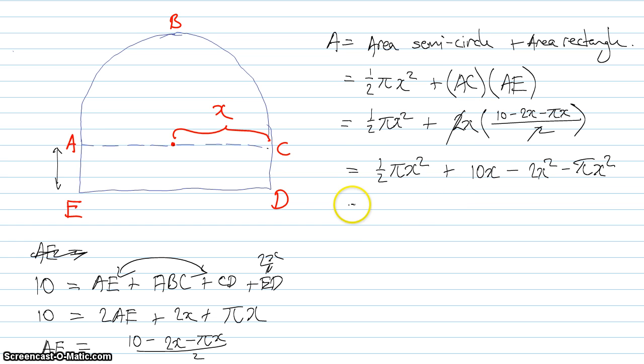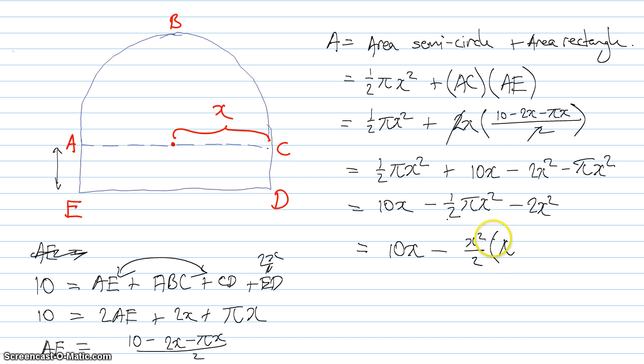What does that leave us with? We get our 10x here minus, so yeah, then we have a half pi x squared minus pi x squared, so that's going to leave us with negative a half pi x squared, sorry, x squared, not x, and then we've still got minus 2x squared. What does that give us? Well, if we factorize, that gives us 10x take away x squared over 2. We'll factorize out this half and this x squared. So that leaves pi here, and this one didn't have a half, so we double it to be 4, but it's not minus either because we've factorized out the minus as well. It's positive.